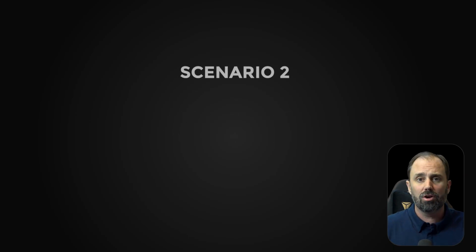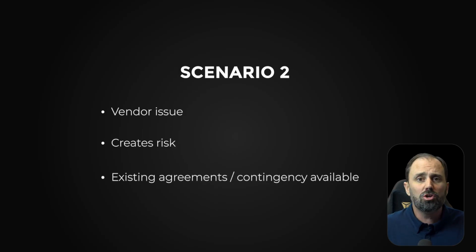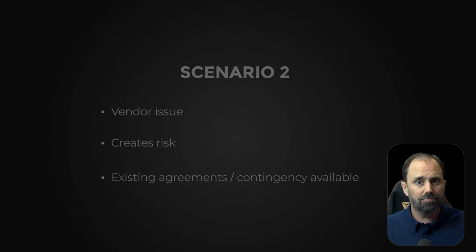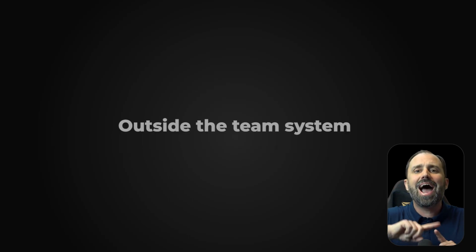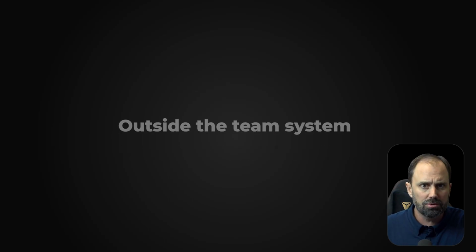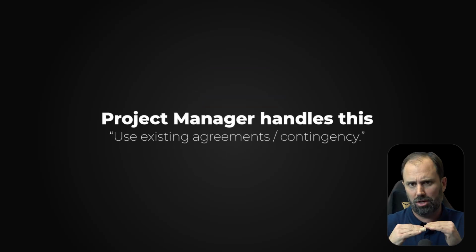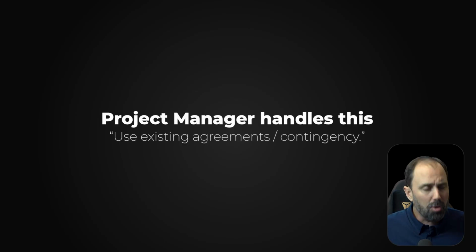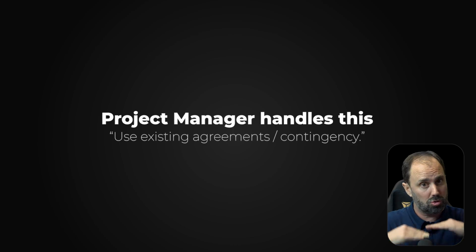Good job. Now, scenario 2, we've got a vendor issue. It's creating a risk, and it's believed that it can be resolved using existing agreements or approved contingency plans. What should happen next? Now, ask ourselves, where does the problem live? Inside or outside? It lives outside the team issue. Remember, vendor issue. Now, can it be handled at that project level, or does it need to be escalated? As we think it through, I think this stays at the project manager level. Can stay there. No need to escalate. The project manager would focus on addressing the vendor issue and managing the risk within the project approved boundaries, because they said they had something defined to potentially handle it. So keep it right there.